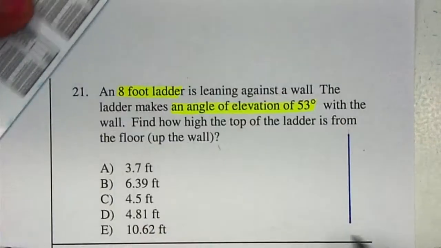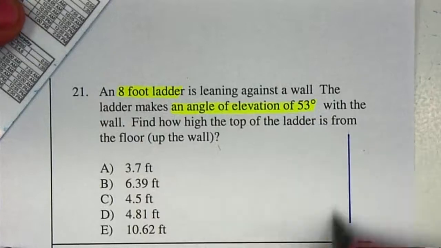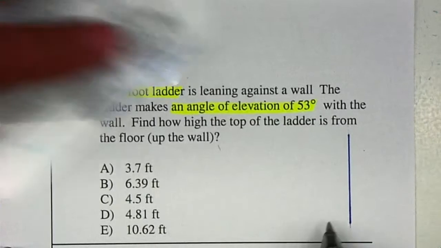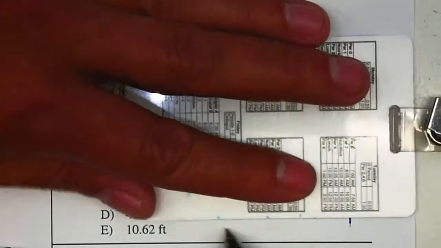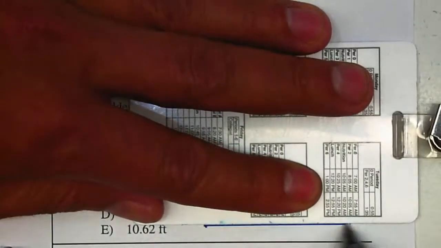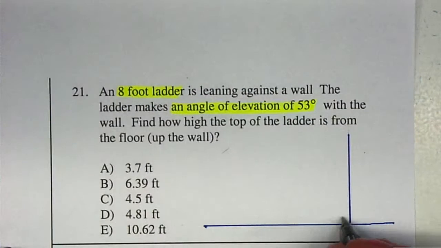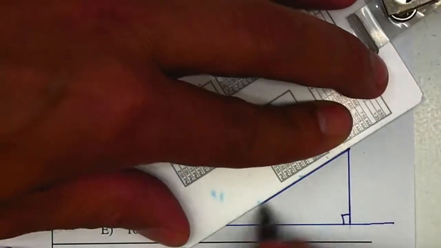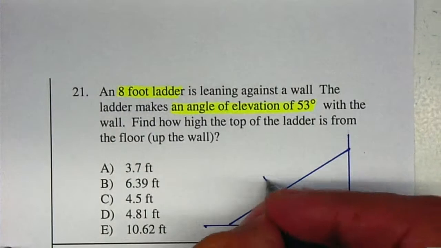First, we're going to draw the wall. I'm going to make it on the right hand side. We are assuming that this is a vertical line, that the wall is straight up and down. And we have an 8-foot ladder, and let's say this is going to be the floor. We are assuming that the floor is perpendicular to the wall. And we have an 8-foot ladder that's leaning. So this is 8 foot.